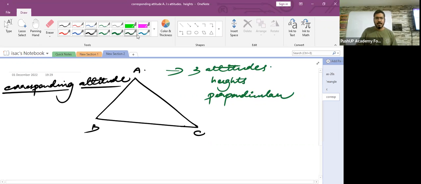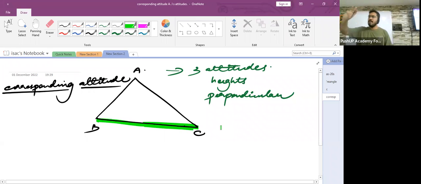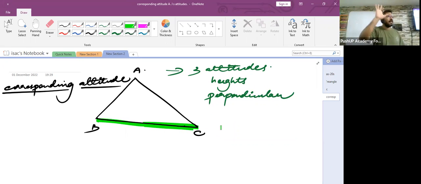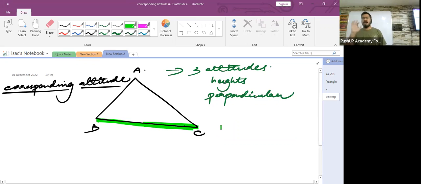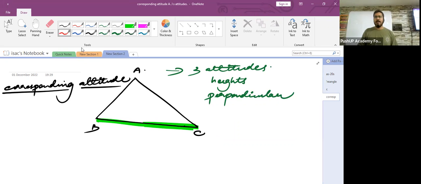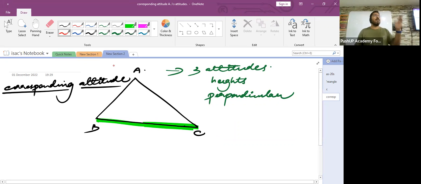Imagine, children, that I am considering side BC. We have how many sides in a triangle? Three sides. Here in this case, AB, BC, and AC. Out of these, I am considering side BC. This side BC will have a corresponding altitude.